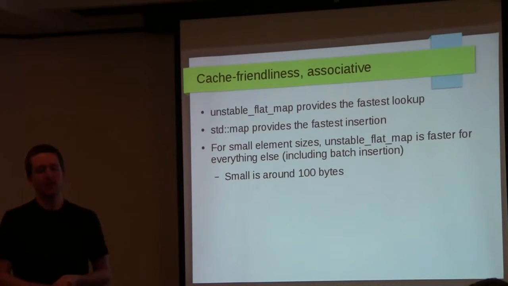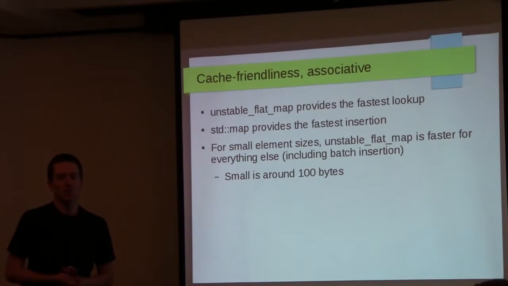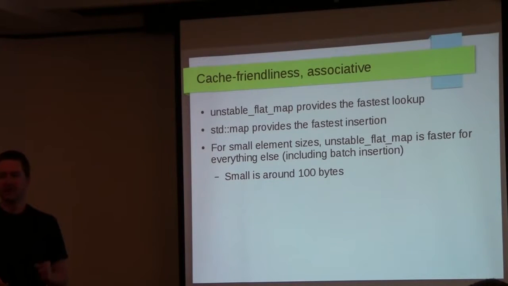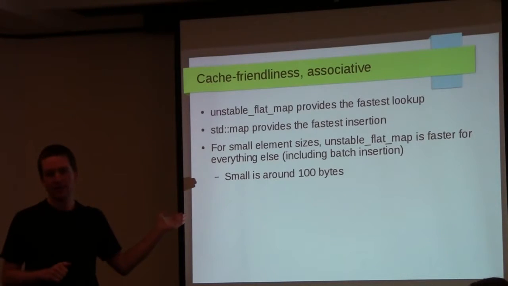So what I found was that for small element sizes, unstable flat map, which is the sorted standard vector, was faster for everything, including batch insertion, other than inserting one element into the, say, 500,000 element map. It was faster to batch insert, it was faster to iterate, construct, destruct, everything. Where small here means around 100 bytes.